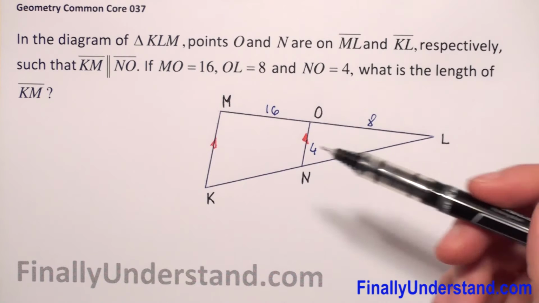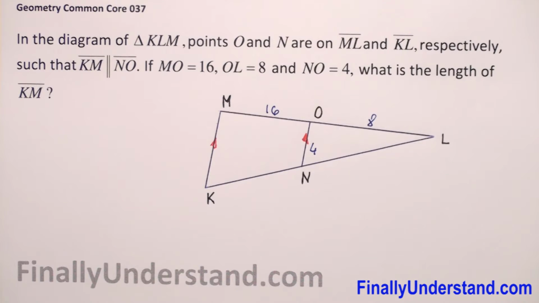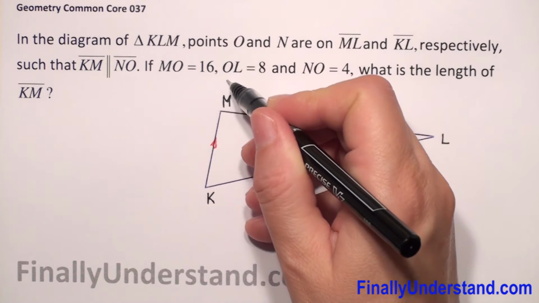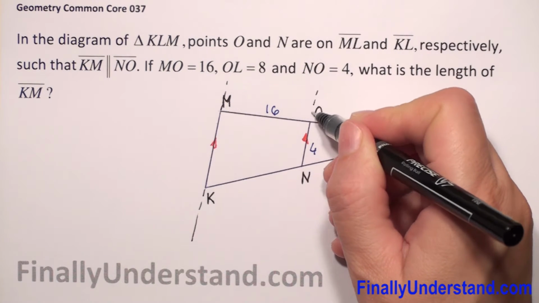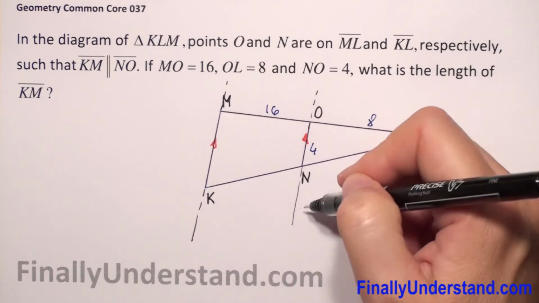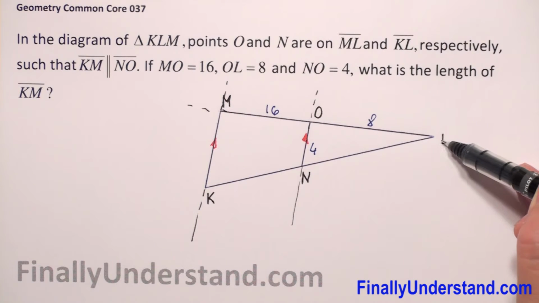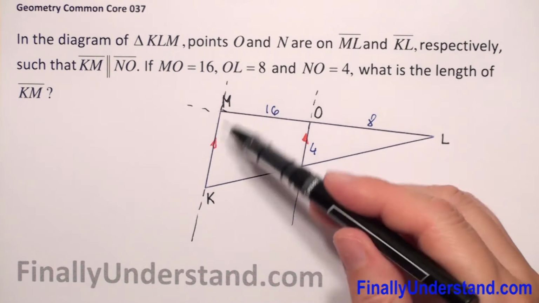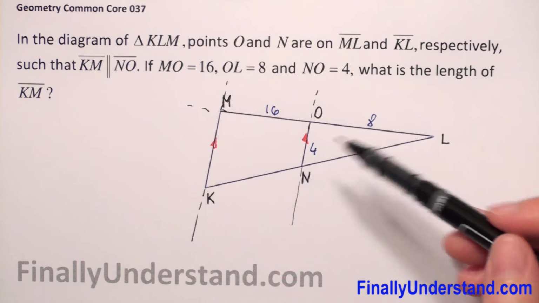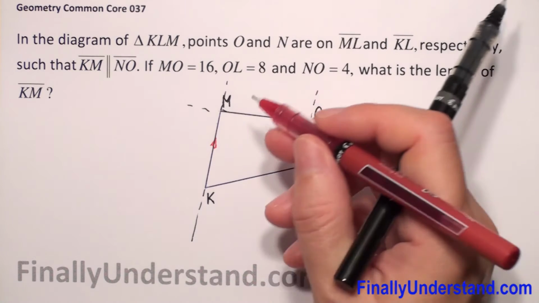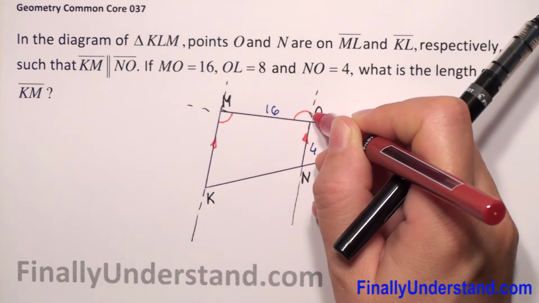We have given that segment KM is parallel to NO. If we extend this segment KM, we have line KM and line NO. These two lines are parallel and they are cut by the line ML. If two parallel lines are cut by a transversal, then the alternate interior angles are congruent. So this angle is congruent to that angle.